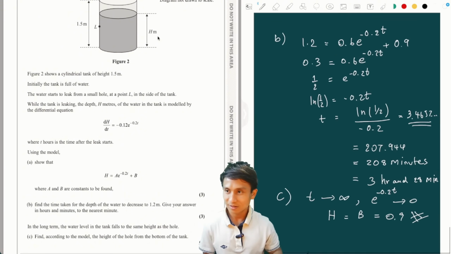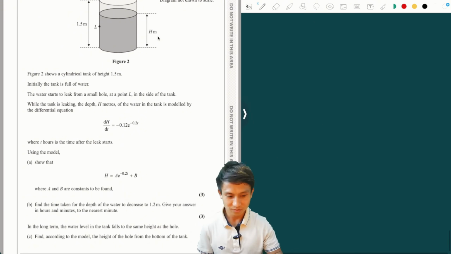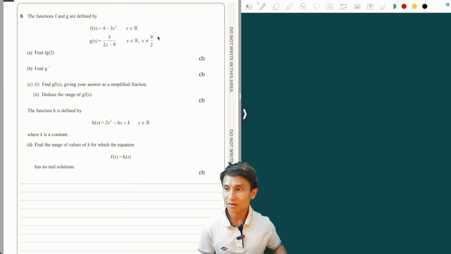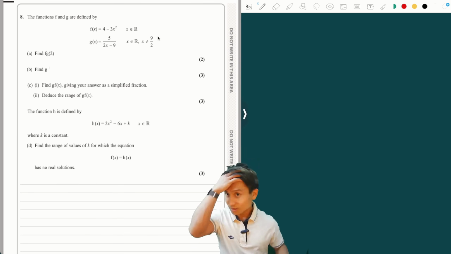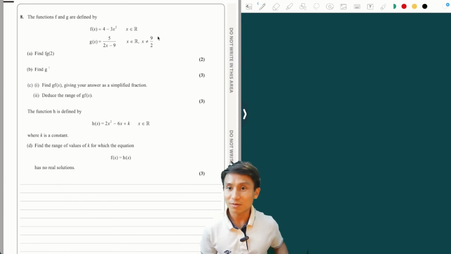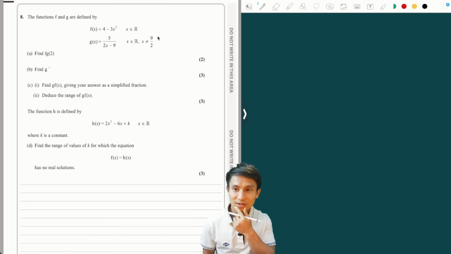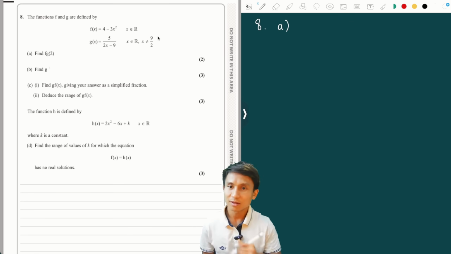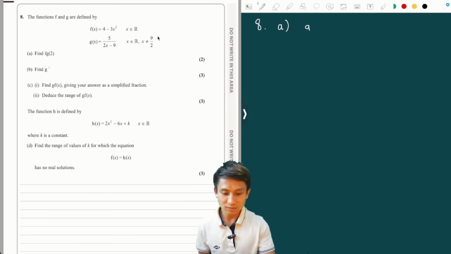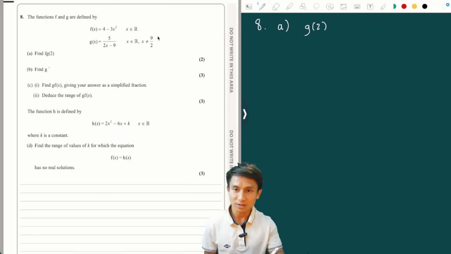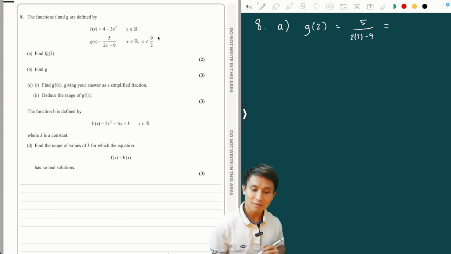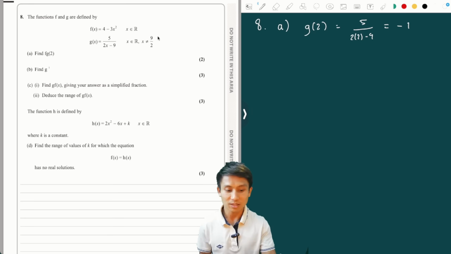All right. So there you go. Next one, question 8. The functions f and g are defined by these. Find f of g of 2. Okay, that's fine. Number 8, A. Well, f of g of 2, so g of 2 first, because it's the inner function. So equals 5 over 2 times 2 minus 9. So that's 5 over minus 5, so that's minus 1.